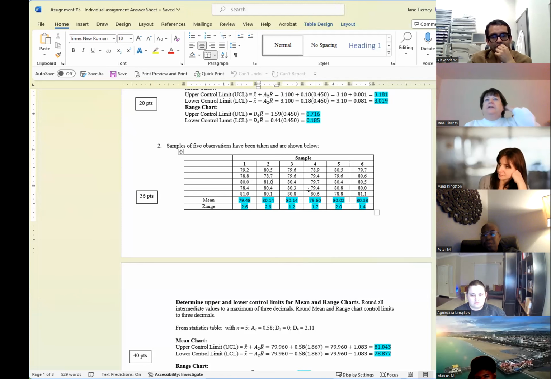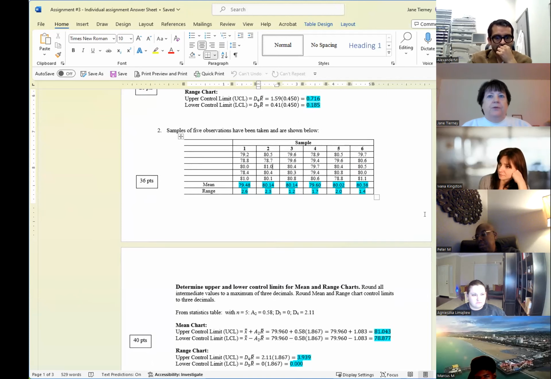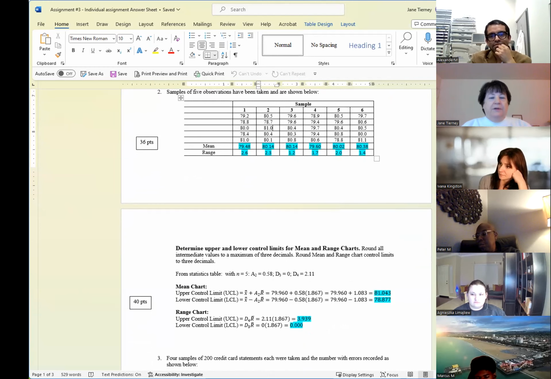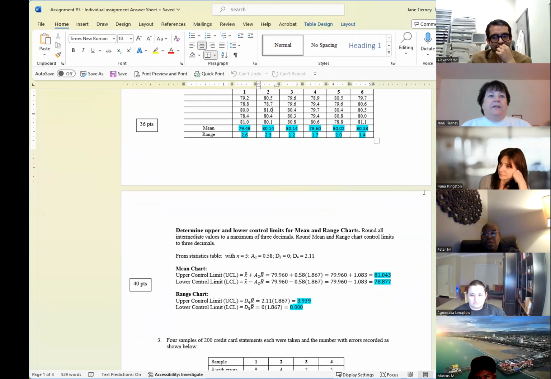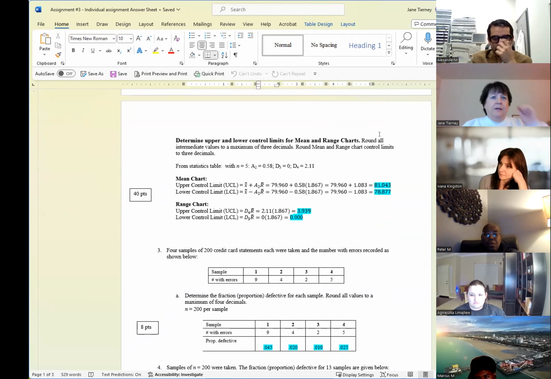So that's been done at each of these 6 samples. I'm not going to go through them each because it's just math, and I think you guys can do that. Then what I ask you to do is determine the upper and the lower control limits for the mean and the range charts. So again, round these up.